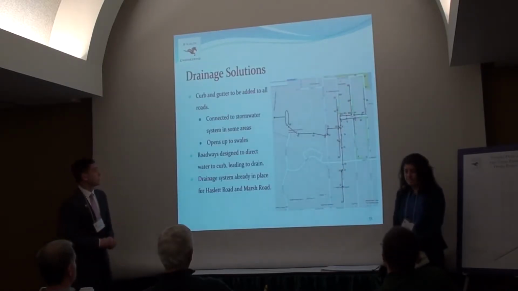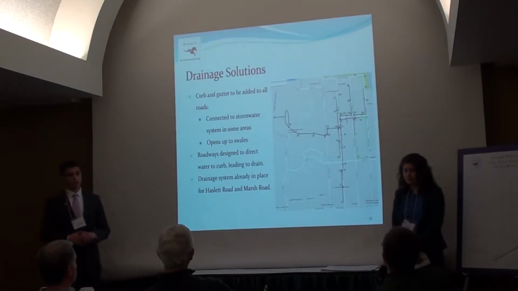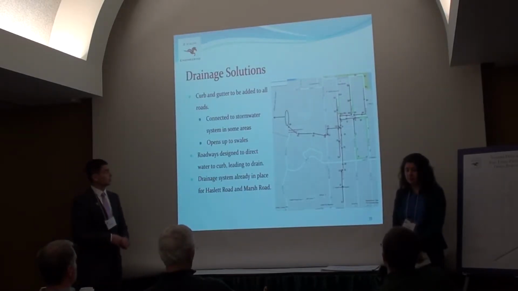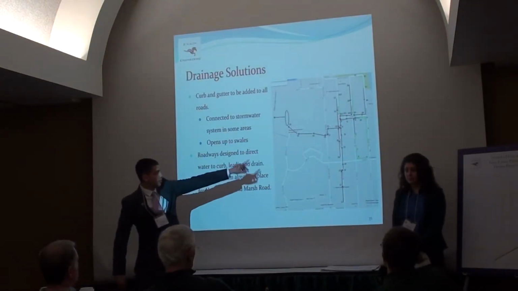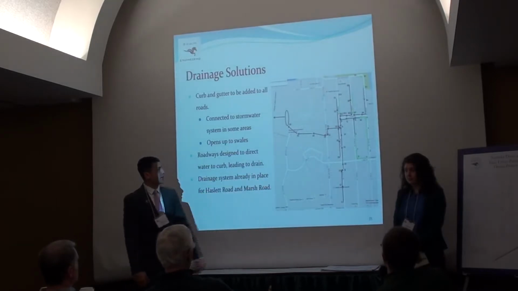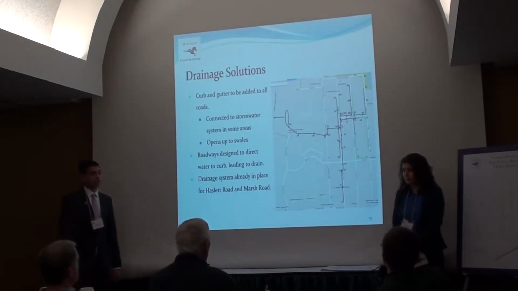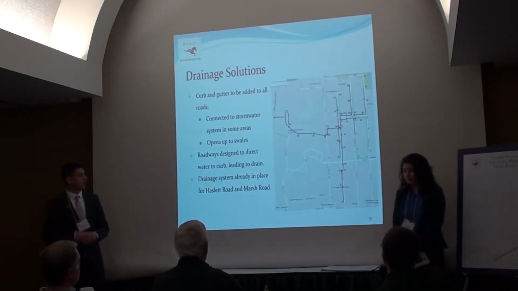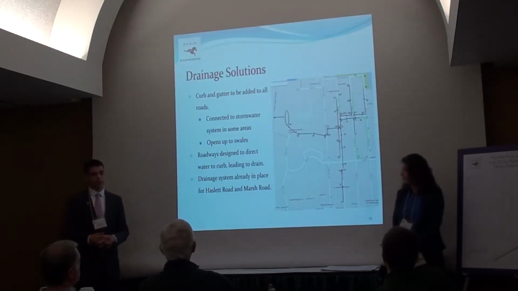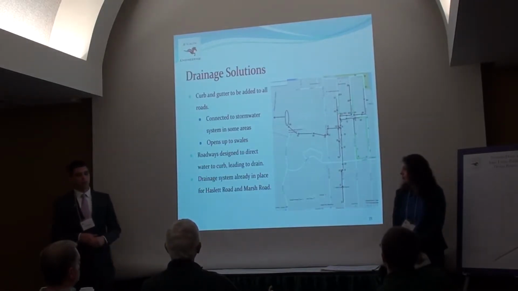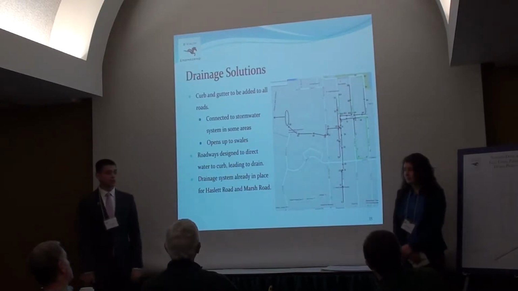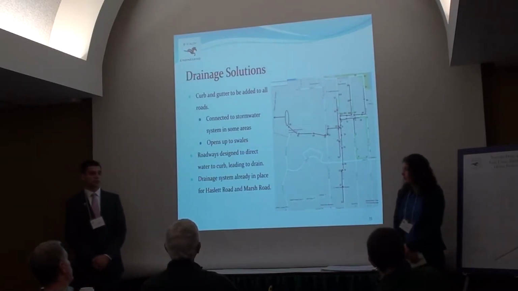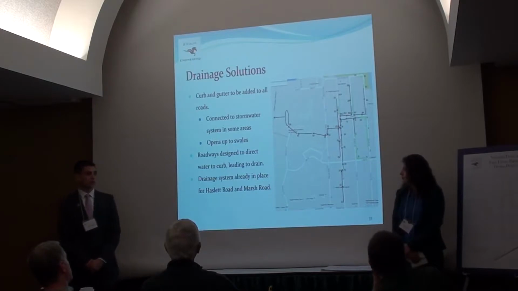Drainage solutions. Curb and gutter will be added to the rehabilitated roadways, and be connected to the stormwater drainage system in some areas. That will be the black arrows, and the green arrows indicate where the curb and gutter will open up to swales. The roadways will cross slope to direct water towards the curb, leading to either the drain or the swale. And for Hazlitt Road and Marsh Road, there is an existing drainage system which is adequate for the current conditions.